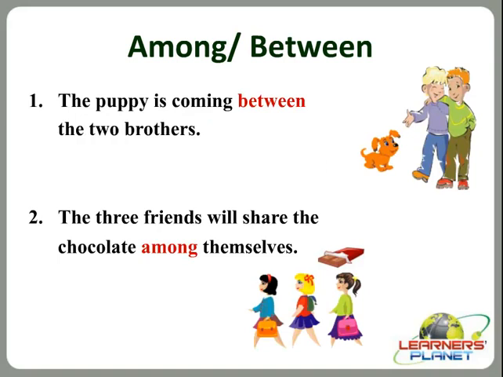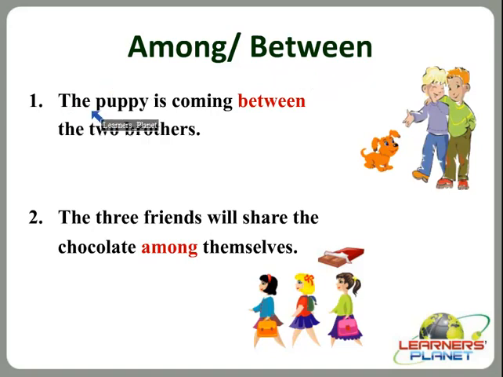The next one is among and between. Among shows that there are more than two people or nouns in the sentence. Between shows that there are only two nouns discussed in the sentence. Two nouns shown together. Let me explain it with the help of sentences.